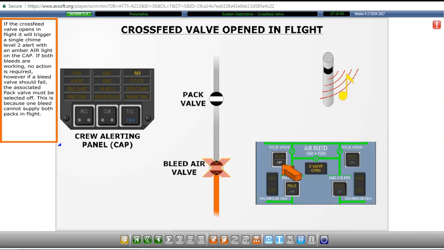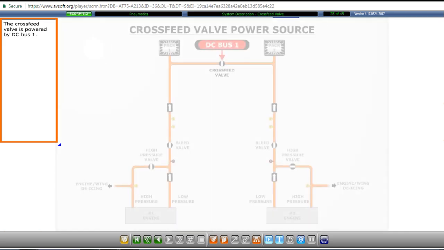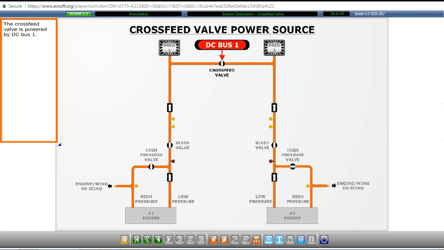However, if a bleed valve should fail, the associated pack valve must be selected off. This is because one bleed cannot supply both packs in flight. The cross-feed valve is powered by DC bus 1.